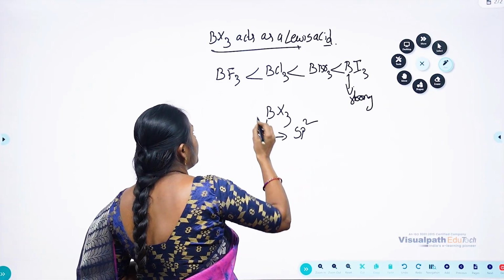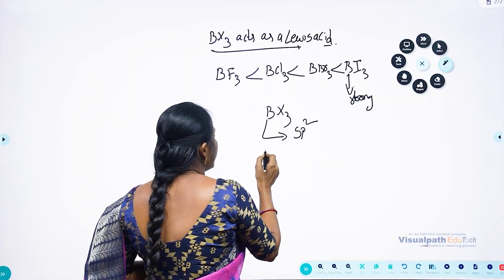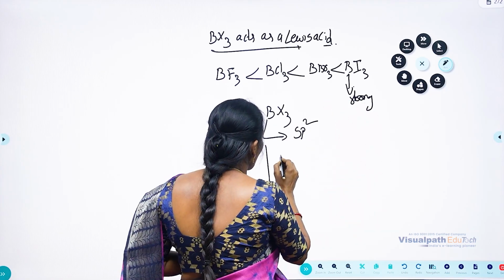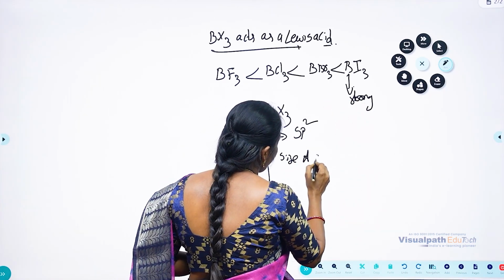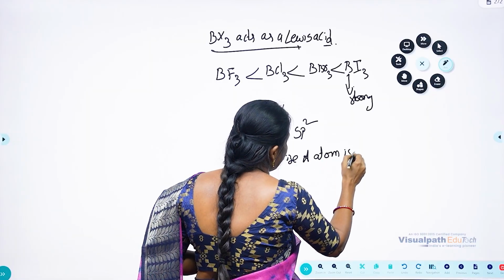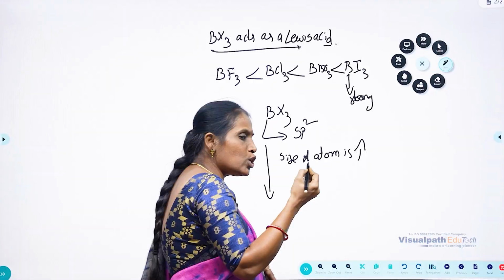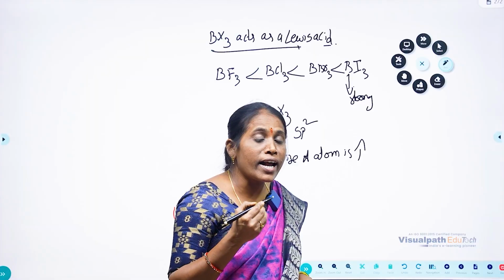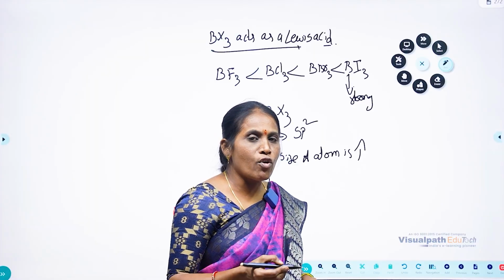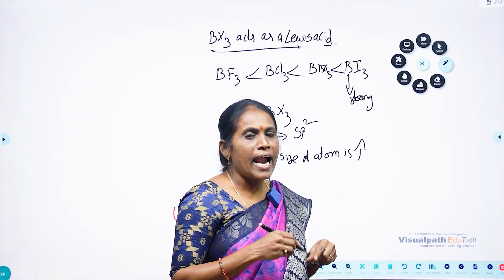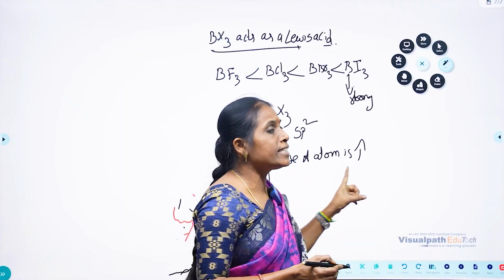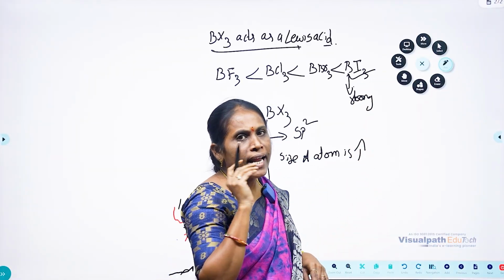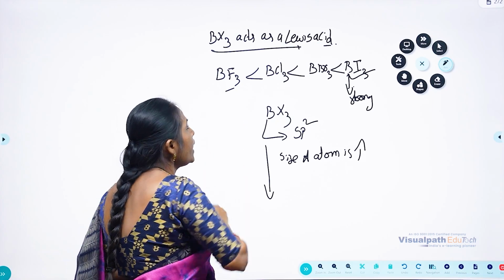As we go down the group, fluorine, chlorine, bromine, iodine, the size of the atom increases. At that time the extent of overlap decreases, so the overlapping capacity decreases. Automatically its acidic strength increases. That's why this BI3 molecule is more acidic compared to the BF3 molecule.